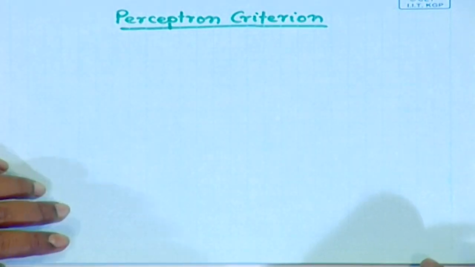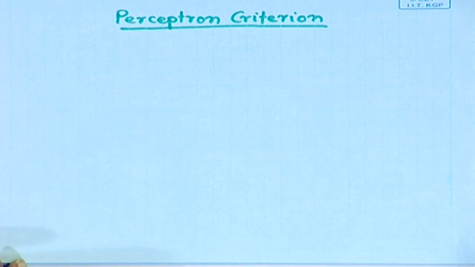Okay. Now, what is this perceptron criteria? Let us assume that at the kth instant, somehow we have been able to obtain the weight vector ak. I am not saying how we have obtained it. Somehow in the kth iteration, I have been able to find the weight vector ak.